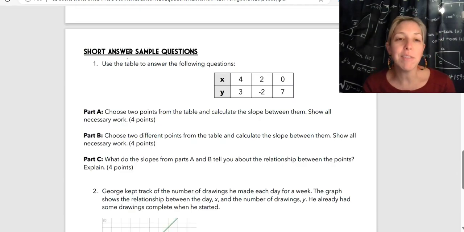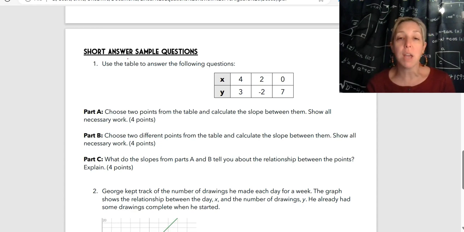Okay, lastly, we've got the 2 short answer sample questions. These are not identical to the questions you'll have on the test, but they are super, super close. The only thing that's different are the numbers. So the first one, you're gonna have a table and then you're gonna have 3 parts.